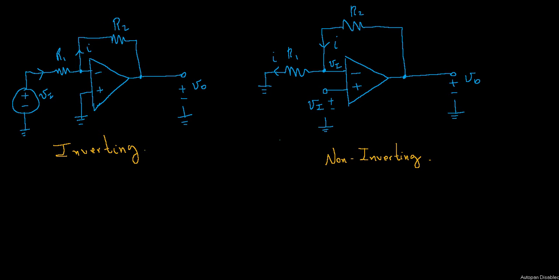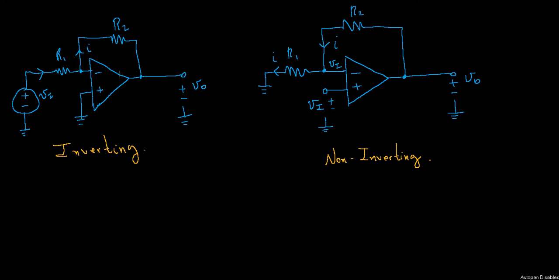In this video I want to talk about the difference between the inverting and the non-inverting configurations of an operational amplifier. As you can see here, I have the two schematic diagrams drawn. This one is the inverting configuration and this one is called the non-inverting configuration.